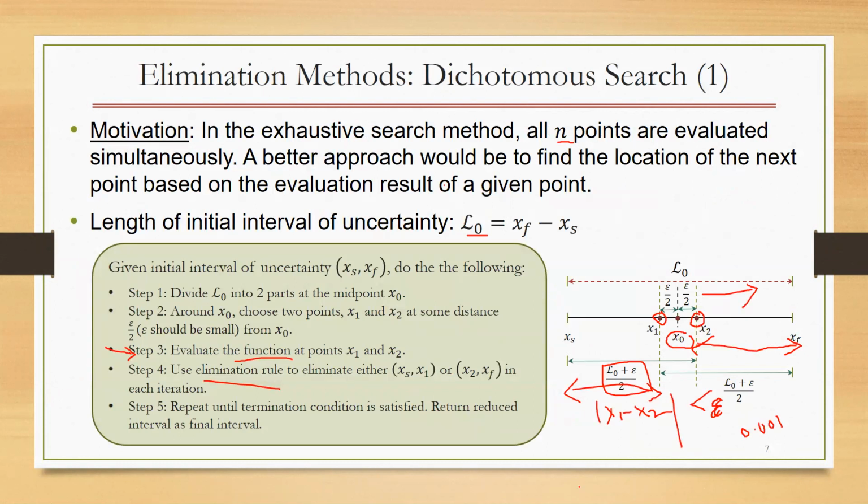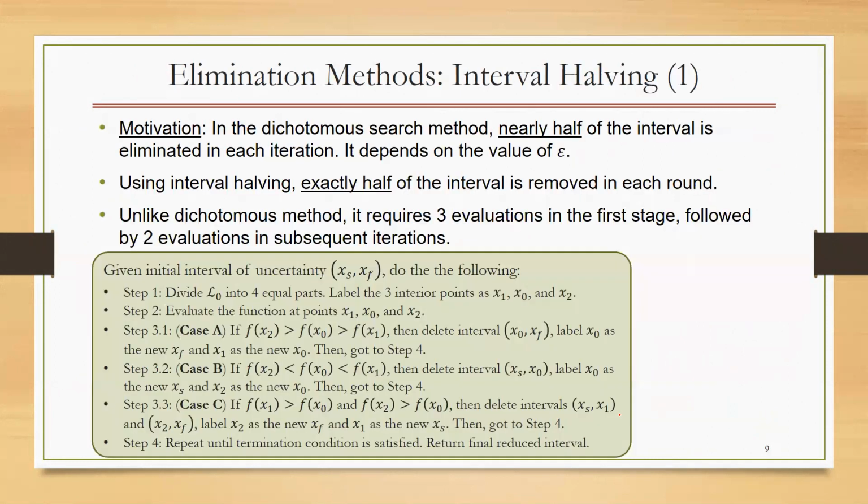So initially you were given just an interval, which was XS and XF, right? And then every time you divide it into half and you find epsilon and so on. But over here, we are given again the same interval, but instead of having two function evaluations and finding 2 points, x1 and x2, as we saw earlier, over here we have to find 3 points, okay?